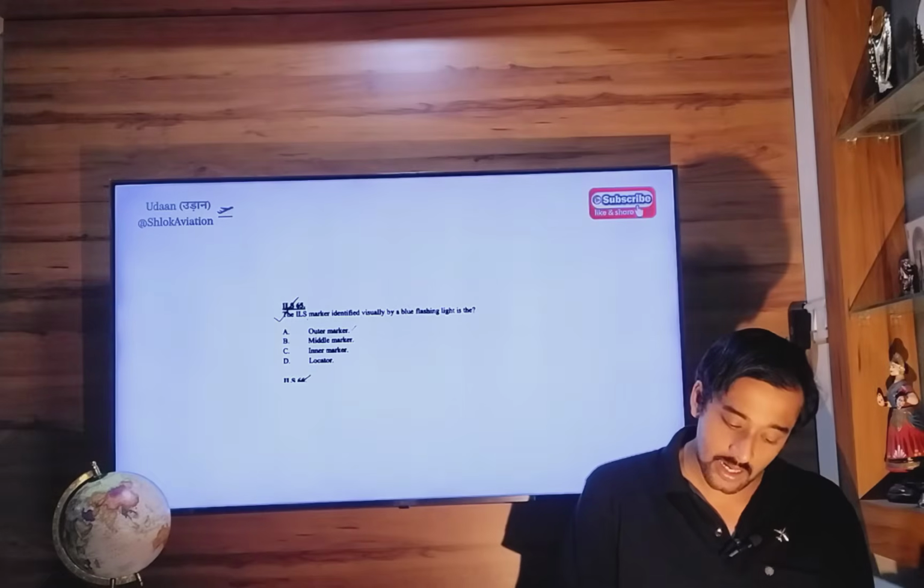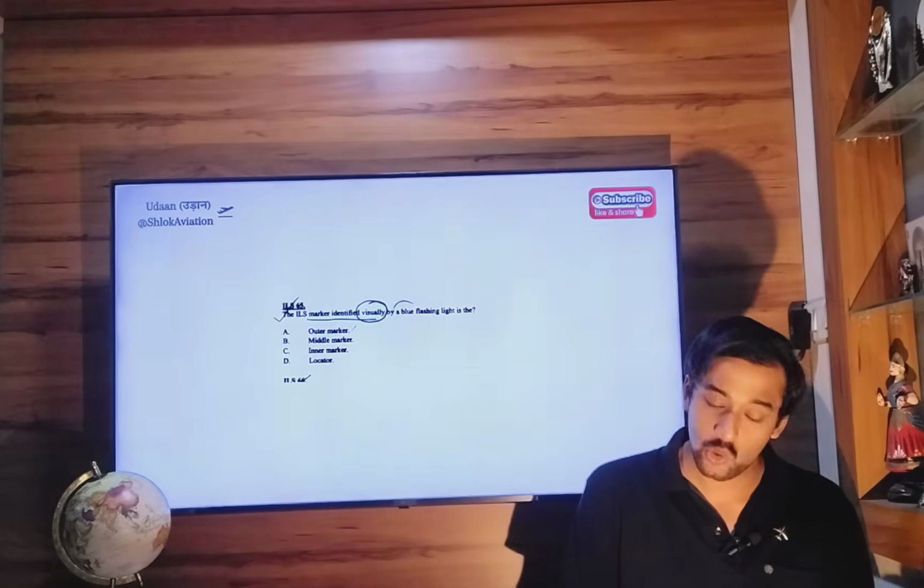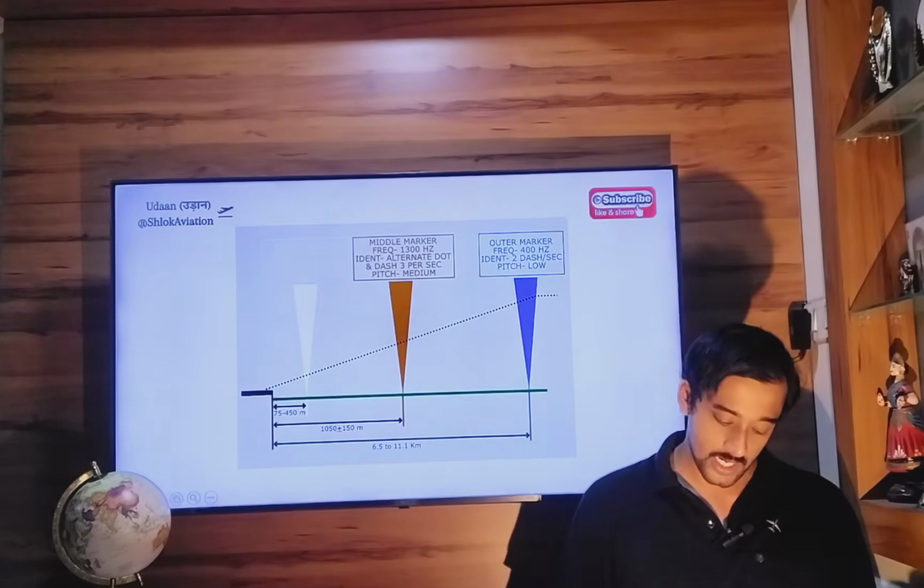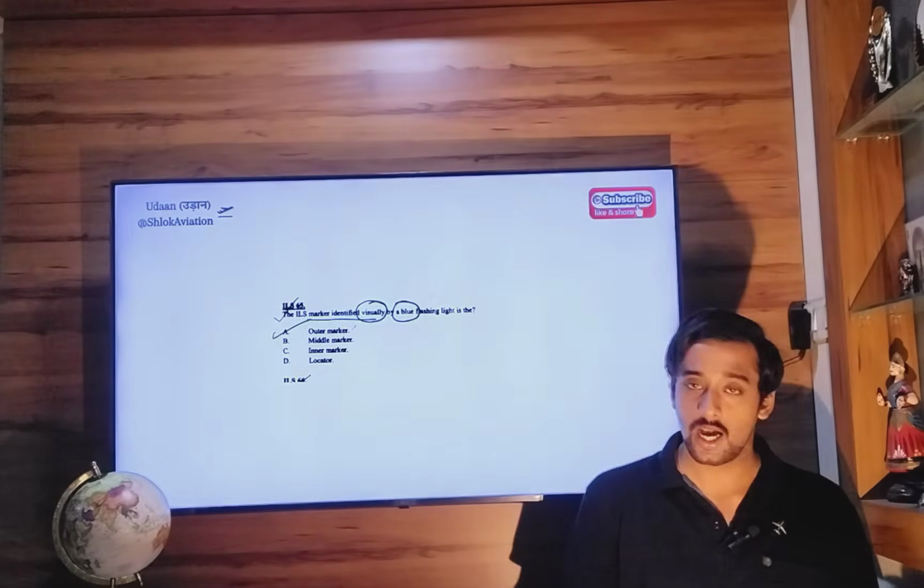The ILS marker identified visually by a blue light. So blue light belongs to the outer marker, right? So the correct answer is option A.